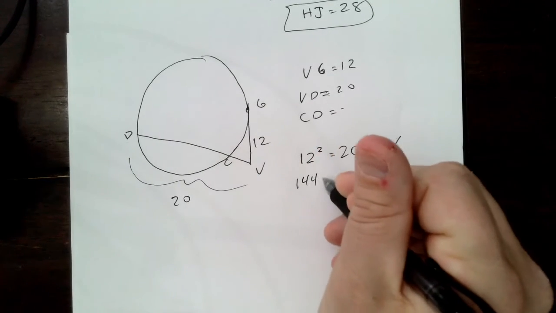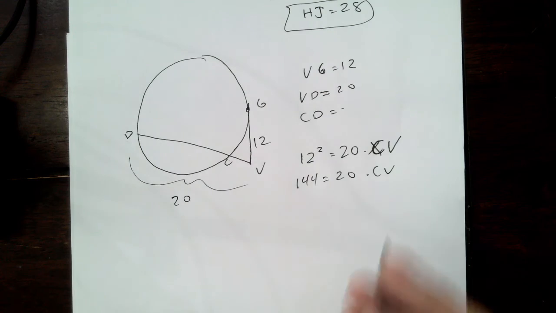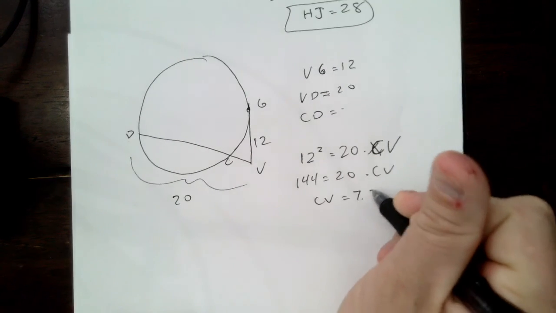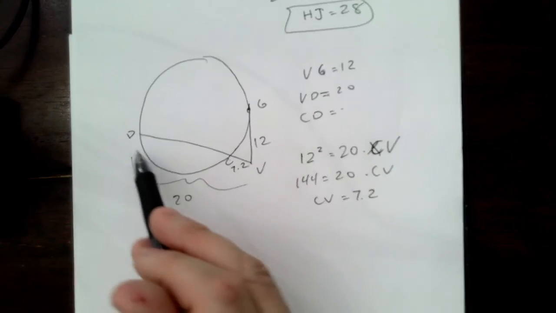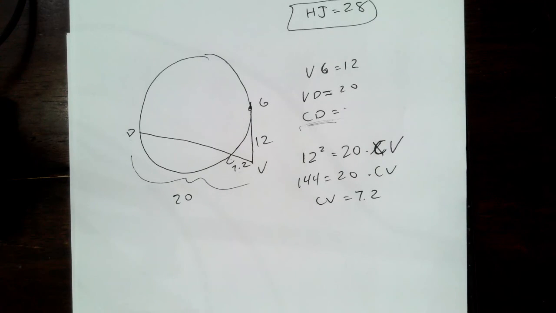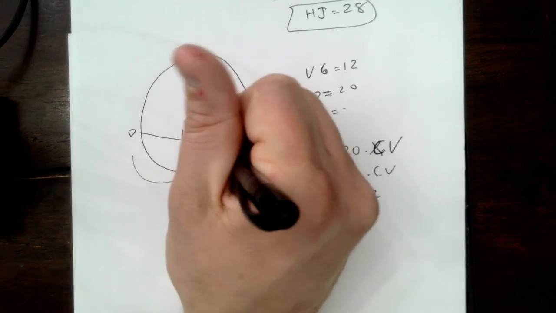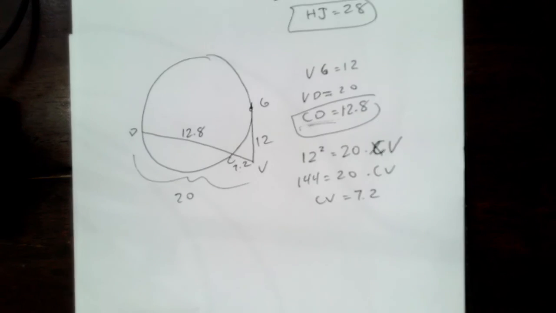So we're going to have 144 equals 20 times CV, or 144 divided by 20, which means that CV is 7.2. So that little part there is 7.2. Now we can figure out that the entire line's 20 and they want CD. So we just have to subtract that from 20. And we get, is that 12.8 I think? So our answer here would be 12.8 is the solution that they want us to have on that problem.